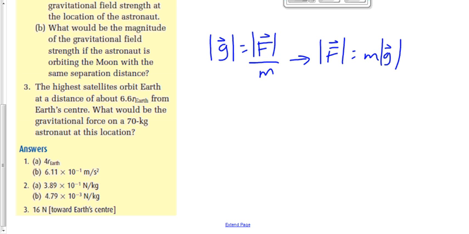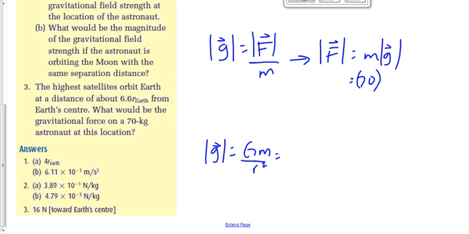And lo and behold, look, we get this equation that we've used a million times before, but we can't assume that g is 9.81. That's the only thing. m, the mass of the astronaut, is 70 kilograms. Oh, but look, we don't have g. So let's find that using information about the producer, using the producer equation.